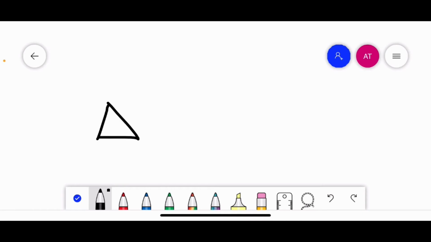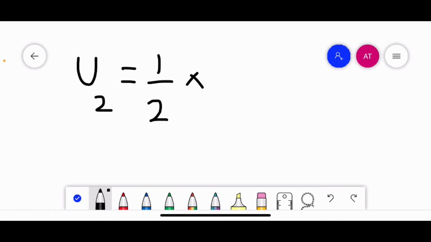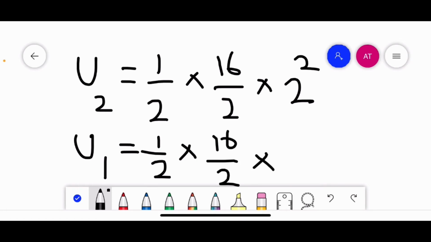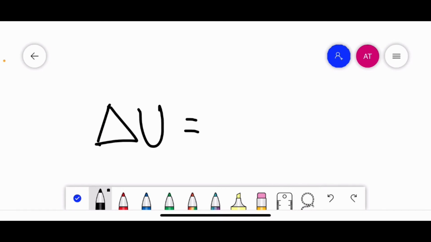They want us to find the increase in elastic potential energy. Like the question before, the increase is delta U, which is equal to U2 minus U1. If we substitute, we get that U2 is equal to half times 16 over 2 times 2 squared, and U1 is equal to half times 16 over 2 times the answer we got before. Keep in mind that the formula to find U is half kx squared, and k is equal to lambda over original length. Now if we substitute, we will find delta U to be equal to 2.49 joules.